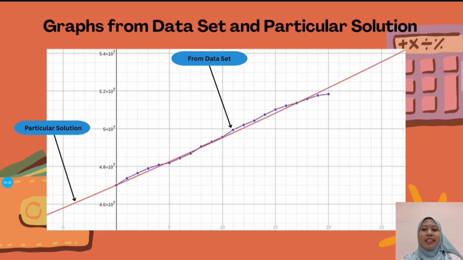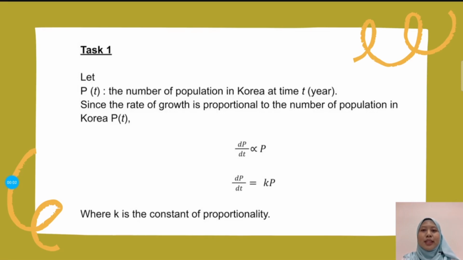As you can see here, this is the graph from the dataset and the particular solution. We can see the blue dotted line stands for the dataset that we have collected for the population growth in Korea, while the red line stands for the particular solution that we have calculated from the equation.